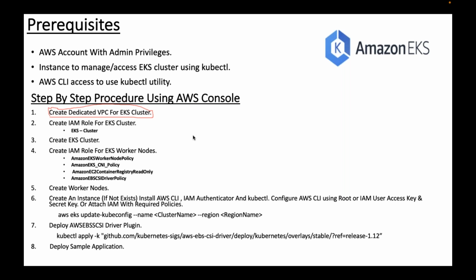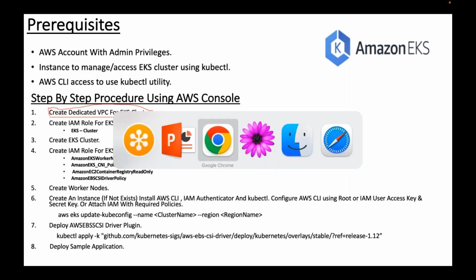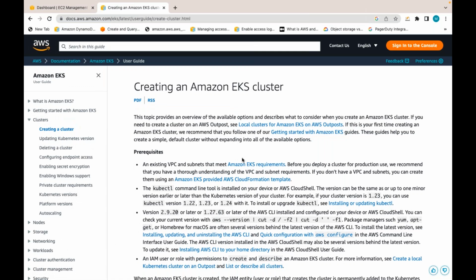So you need to create a dedicated VPC for your EKS cluster and its node group. EKS has some network requirements again. So, prerequisites before you create an EKS cluster: an existing VPC with subnets that meet EKS requirements. Before you deploy an EKS cluster for production use, we recommend that you have a thorough understanding of VPC and subnet requirements.